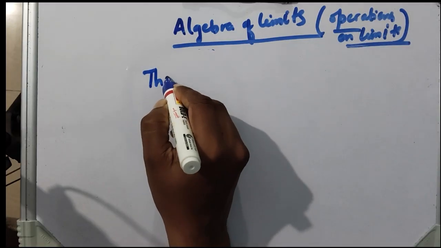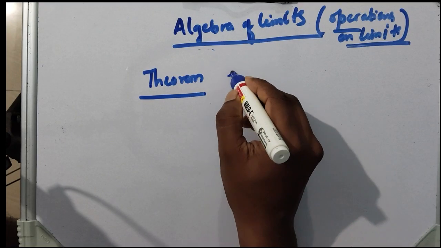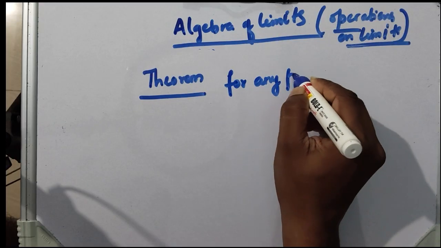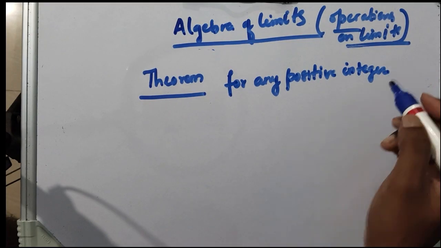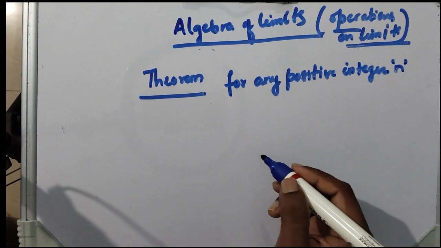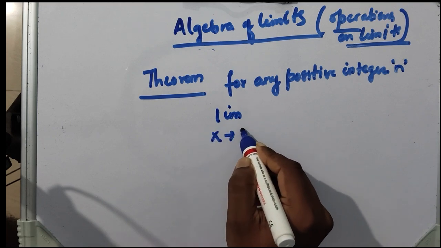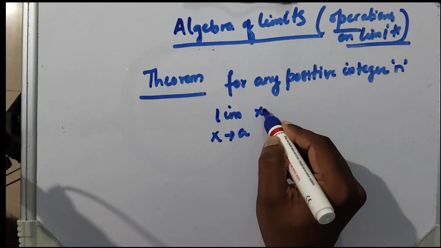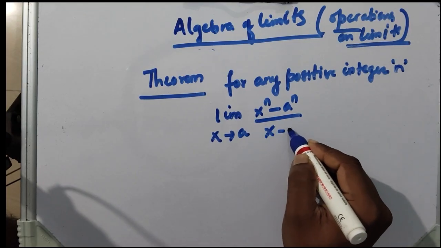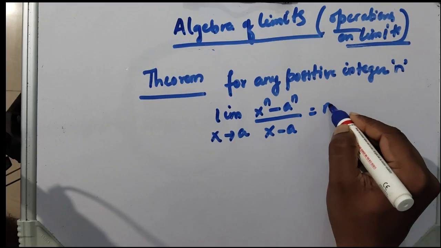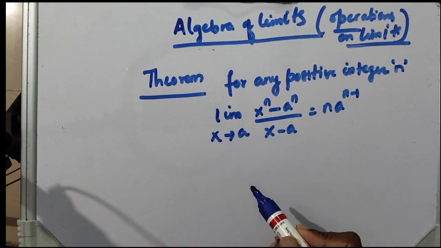There is a theorem that for any positive integer n, the limit as x tends to a of (x to the power n minus a to the power n) by (x minus a) is equal to n a to the power n minus 1. So let us prove how this is possible.